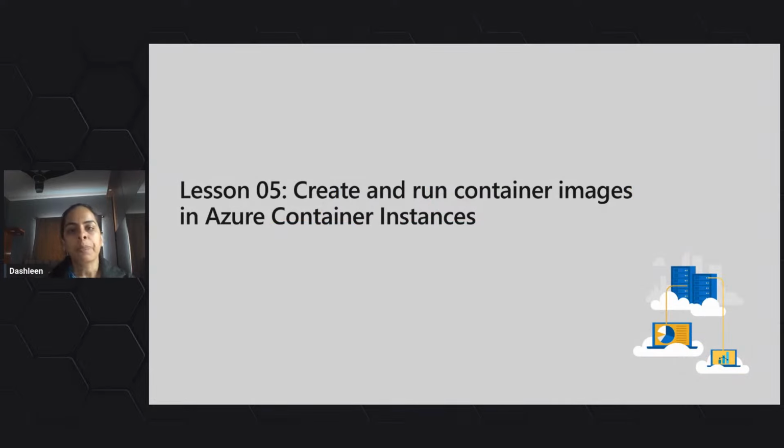Okay. Now, coming to the last part of this presentation, we have an offering in Azure called Azure Container Instances, that is called ACI. ACI basically helps us to create and run the container images. So initially, we looked at the VMs. We could create VMs, deploy our application code, and just run them.